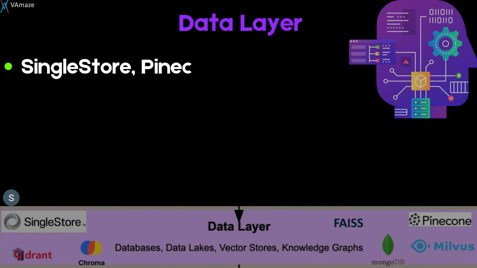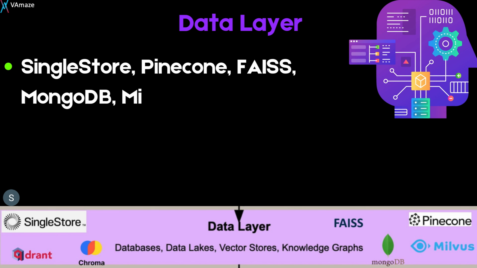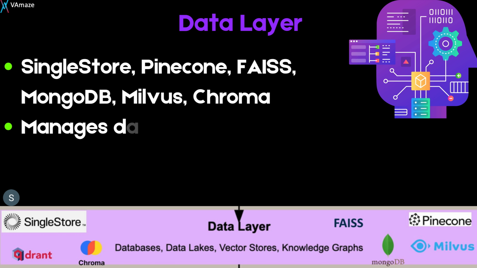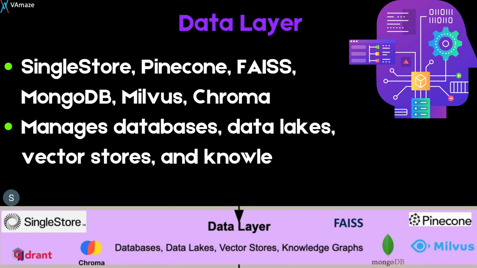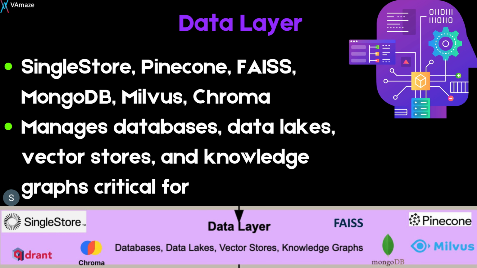So let's look at the data layer. The data layer is the foundation of any AI system. It houses data storage solutions, including SingleStore and Pinecone, which manage vector databases and data lakes. These are key for feeding massive amounts of information into models, which help train and refine AI applications. So typical vendors are SingleStore, Pinecone, FAISS, MongoDB, Milvus, Chroma. These are some of the common vendors. There are other vendors, but we are just listing what is common.